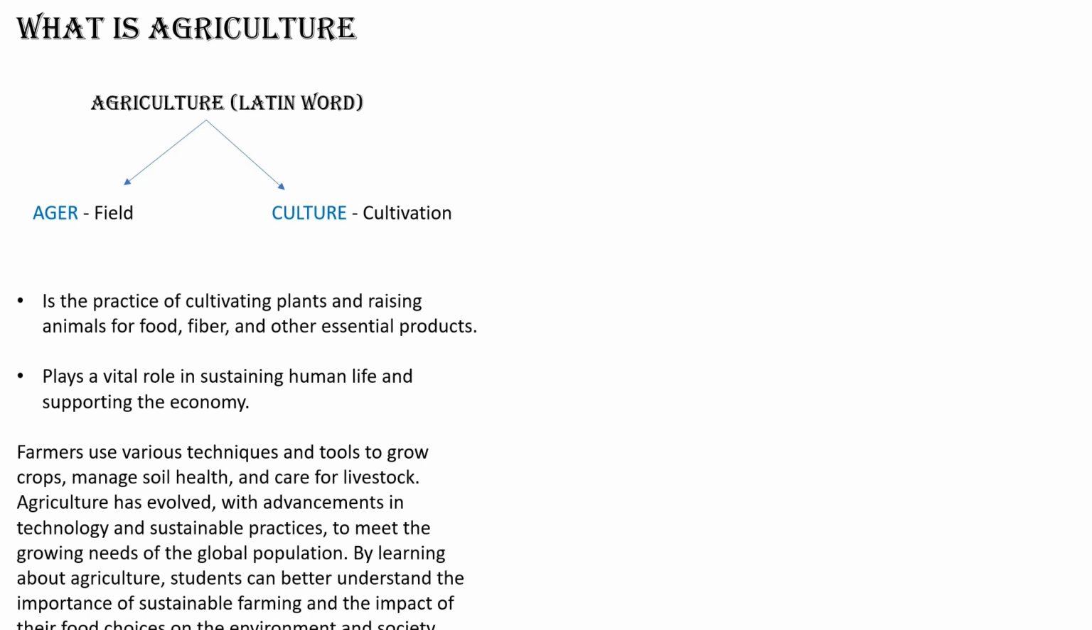Farmers use various techniques to grow crops, manage soil health and care for livestock. Agriculture has evolved with advancements in technology and sustainable practices to meet the growing needs of the global population. By learning about agriculture, students can better understand the importance of sustainable farming and the impact of their food choices on the environment and society.